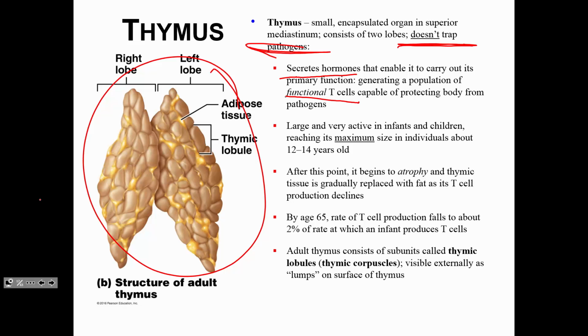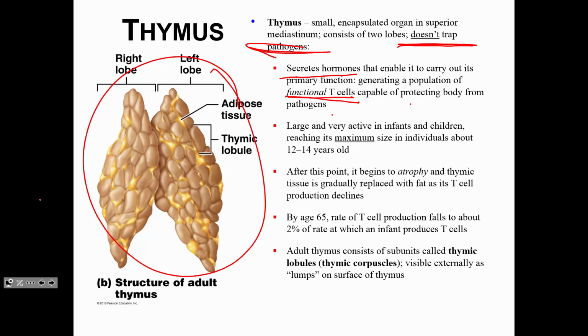It does not trap pathogens, but it does produce very functional T cells that protect our body and are very important immune cells. It's very active and large in infants and children, but it reaches its maximum size about 12 to 14, and then after that it begins to atrophy, which means it shrinks. It's basically replaced with fat as the T cell production declines. By the time you're around 65, T cell production falls to like 2% of what it was when you were a baby.